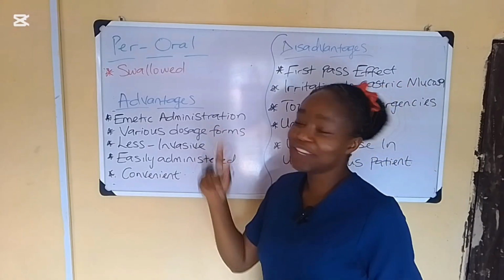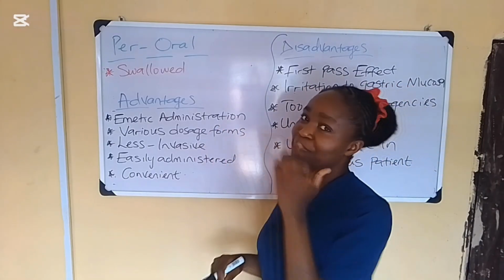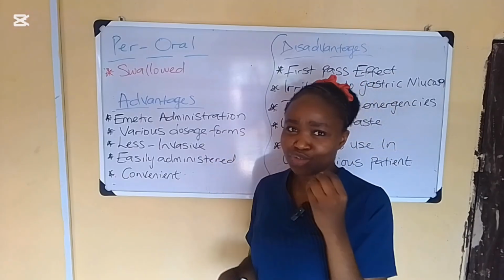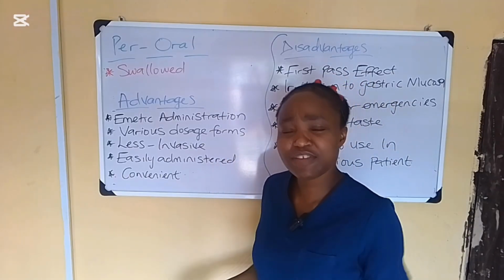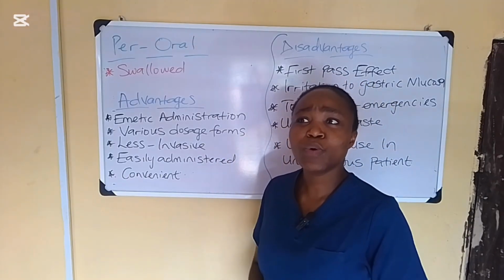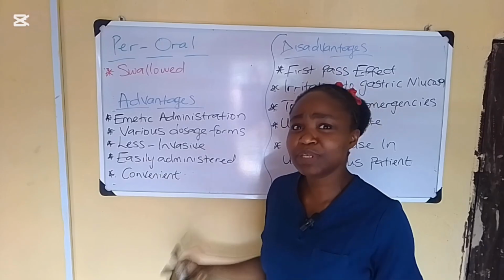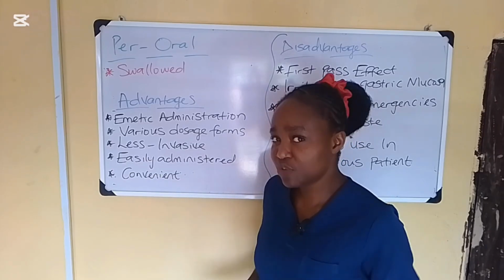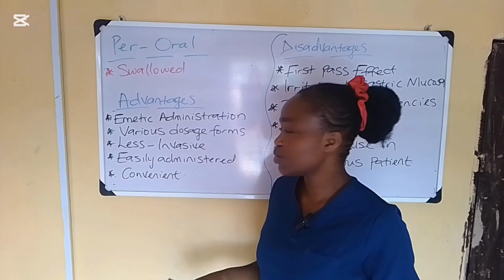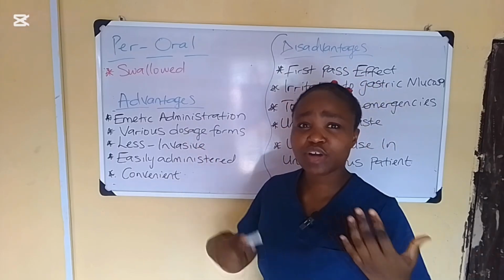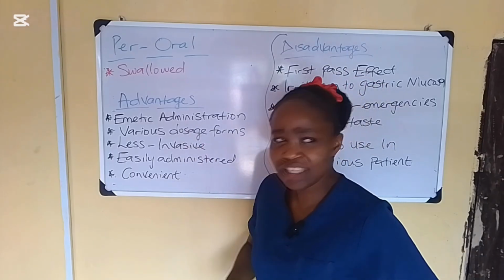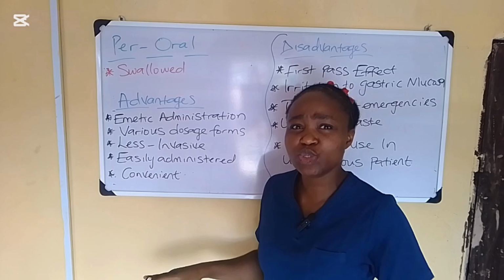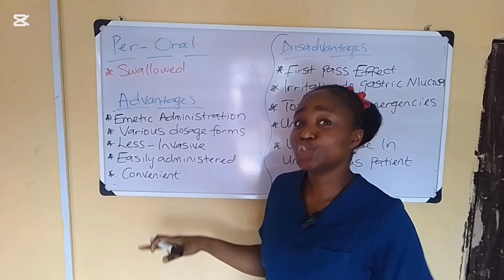One of the advantages of this per oral method is emetic administration, simply inducing vomiting. For example, in some opioid containing derivatives, you can administer naloxone to induce vomiting in case of overdosage or whatsoever. So emetic administration can be used to induce vomiting in case any error is noticed or found out in a short while.